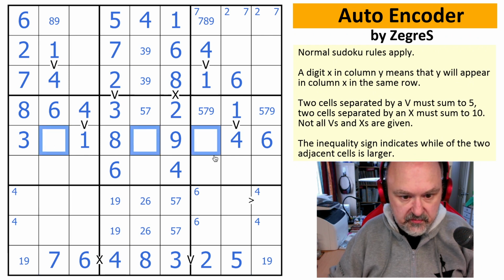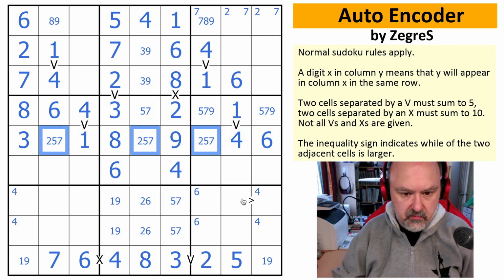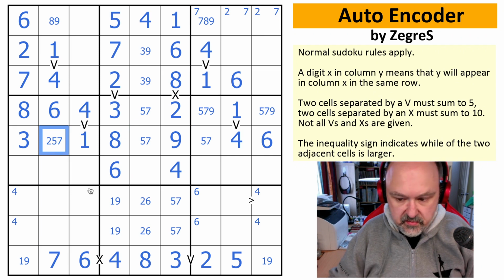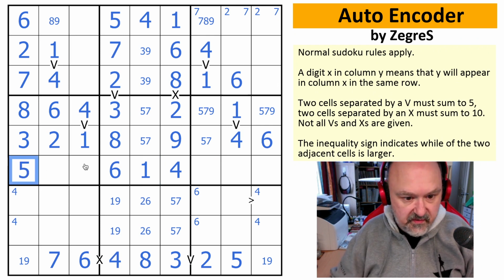We have a triple in the middle, which is 2, 5 and 7, and they're all pointing at each other. That one can't be a 2. That one can't be a 2, so we've now got a 5, 7 pair. So that is a 2. The digit missing from here is 1, so this becomes a 5.